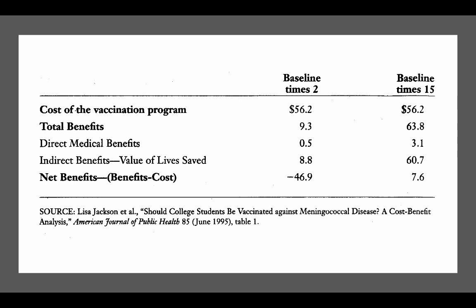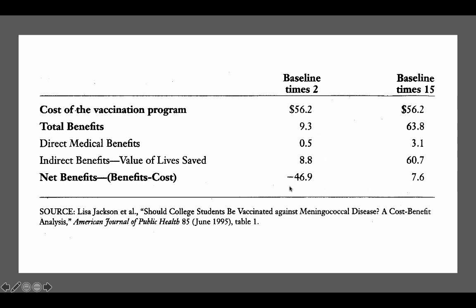We've got costs, we've got benefits. So we've got some cost of this vaccination program in millions of dollars. And then we've got benefits in millions of dollars, direct and indirect. And there's some difference. So we've got a baseline, and then baseline times 2, baseline times 15. It's these sensitivity analyses. So how many students do we really have to reach, and how many events, direct medical benefits are we changing? How many indirect value of lives saved are we changing?